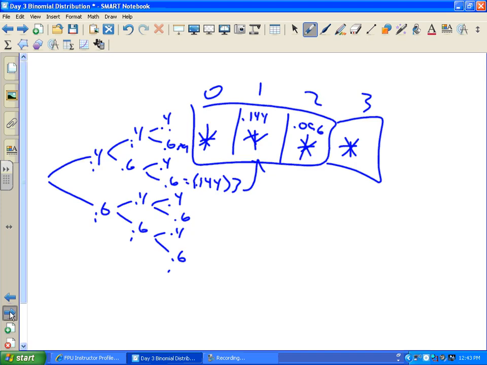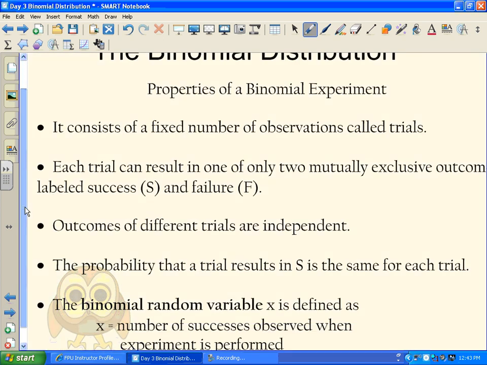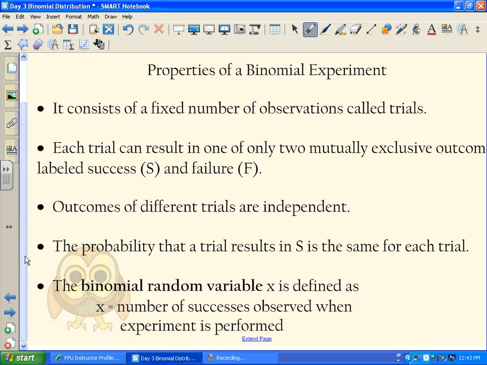So binomial distributions, here are the behaviors of them. Don't write these down yet. Wait for the next page. First off, the properties: it consists of a fixed number of observations called trials. Each trial has two mutually exclusive outcomes, success or failure. In the problem that we just did on the quiz, it was domestic or international, or we called it international or not international. And it said international was success. So there's two outcomes, mutually exclusive. You can't fly international and domestic at the same time.